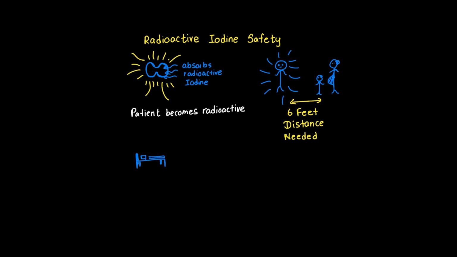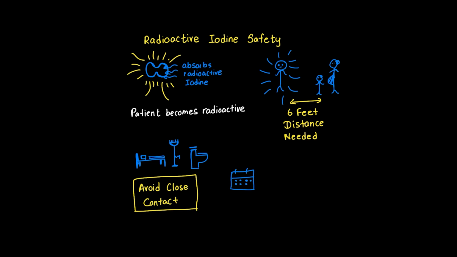Patients must maintain 6 feet distance for several days, sleep alone, and use separate bathrooms when possible. Children's rapidly dividing cells are highly sensitive to radiation damage.